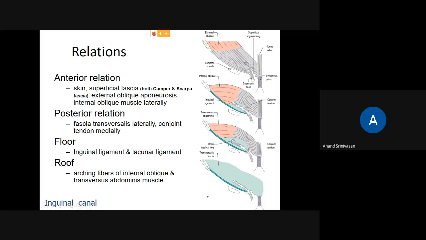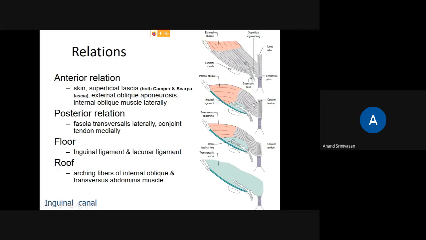Now these are the relations of the inguinal canal, which has been dissected. Here this is the external oblique muscle and aponeurosis, and you can see the defect in the external oblique aponeurosis, which is the superficial inguinal ring, through which the spermatic cord passes. Once you cut the external oblique aponeurosis, you will be able to see the internal oblique. You can see the internal oblique has taken origin from the inguinal ligament.